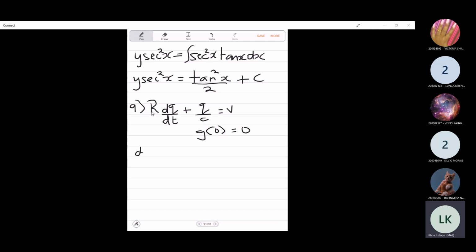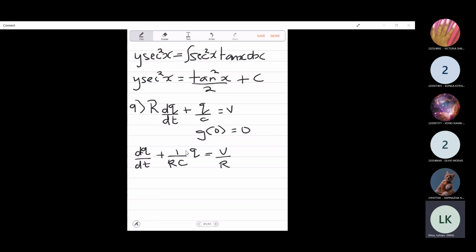So we have dQ/dt plus 1 over RC times Q. This is equal to V over R. So remember, the only variables here are Q and t. This R is a constant, this is a constant, that is a constant, that is a constant.